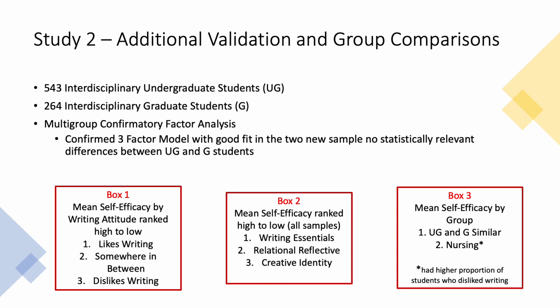Box 2 shows the mean scores on the subscales held the same rank pattern in the nursing undergraduate and graduate student populations. Students in all these subgroups gave themselves the highest scores on the writing essentials subscale and the lowest scores on the creative identity subscales. These patterns suggested the subscales could detect some developmental growth in writing ability in a population.